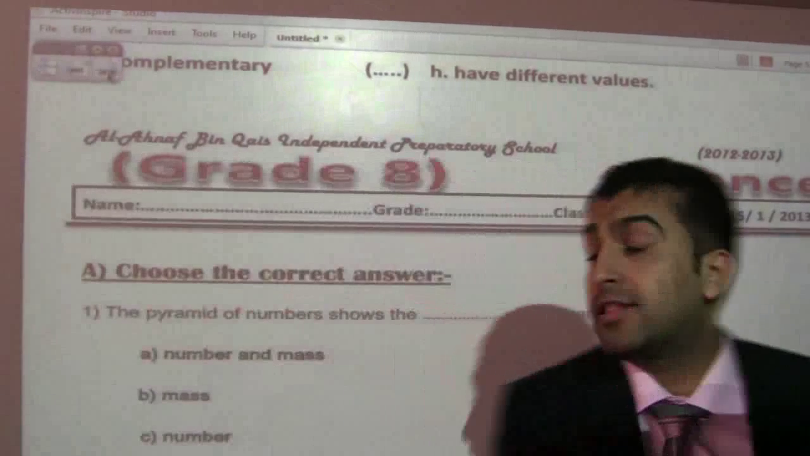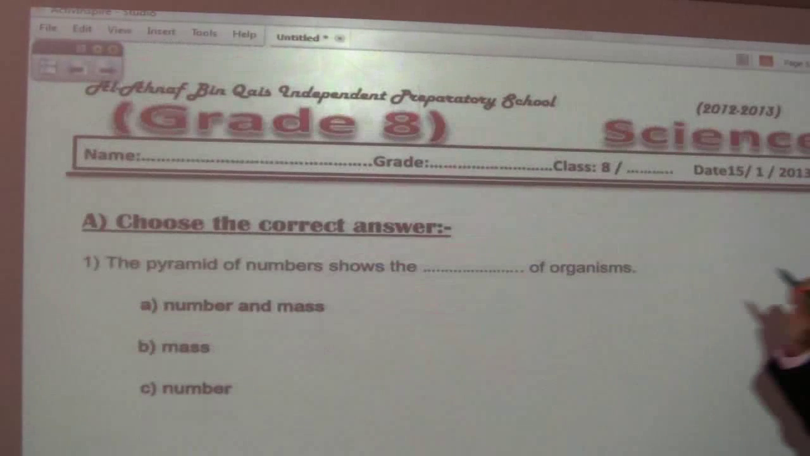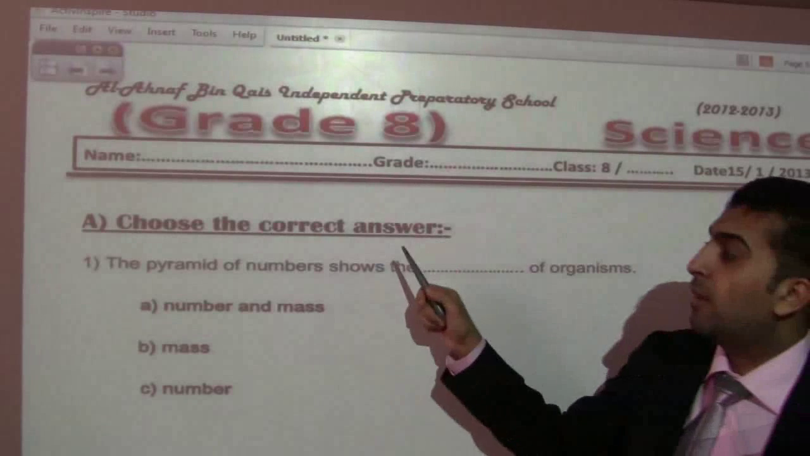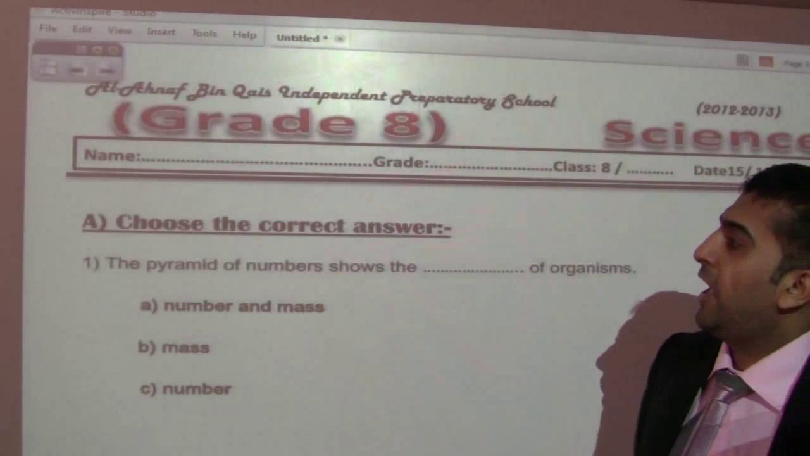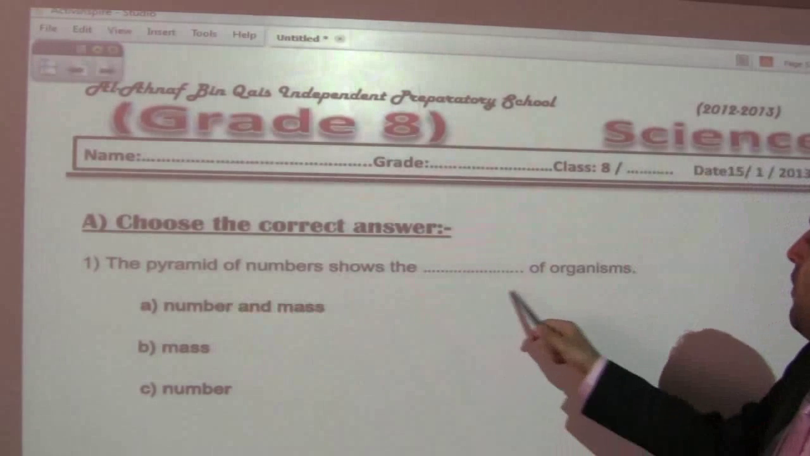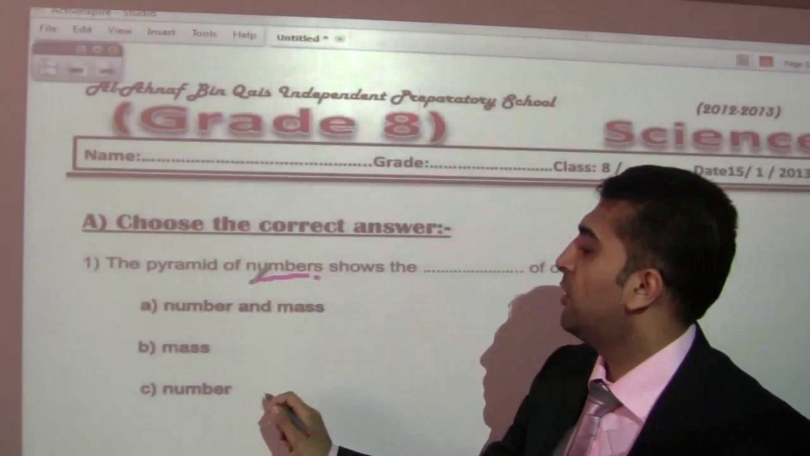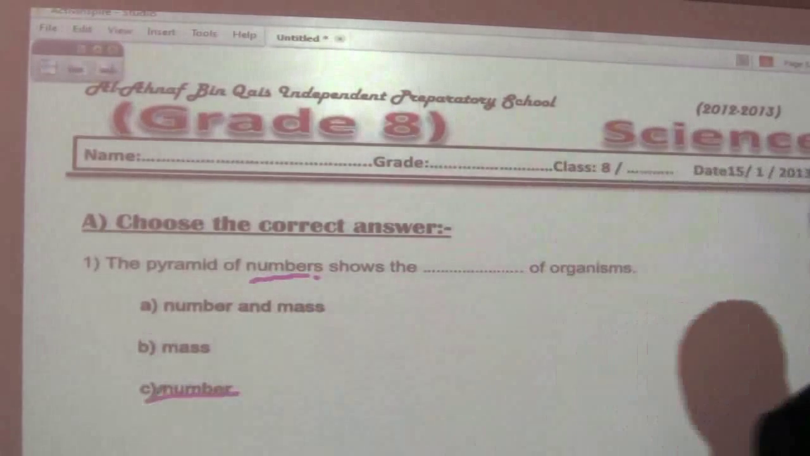Now we will revise science. We have some new vocabulary. Number 8, choose the correct answer. The pyramid of numbers shows the number of organisms. Here we have the pyramid of numbers, so it's a number, okay?